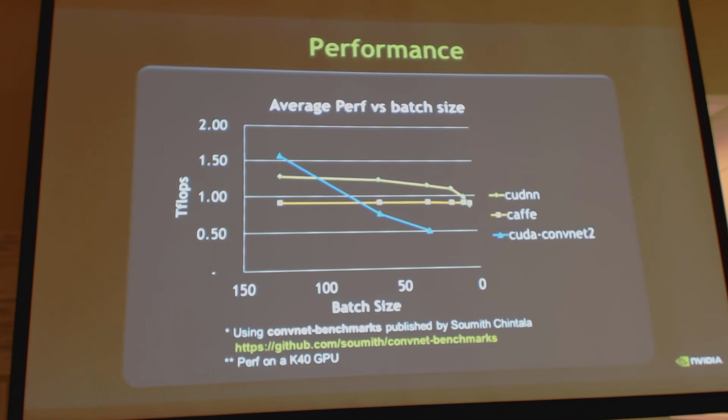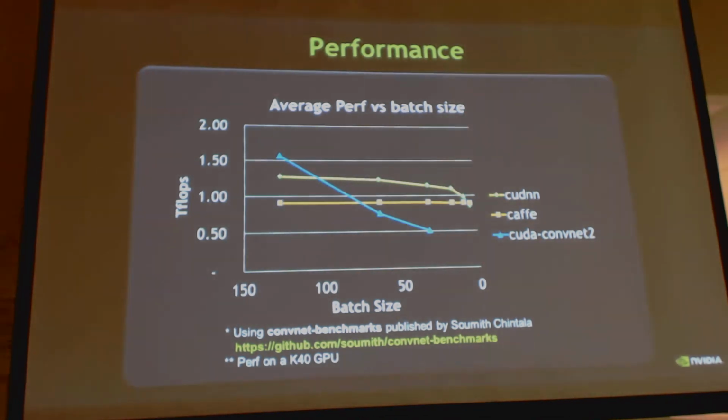We do fairly well. CUDA-convnet 2 beats us on a batch size of 128. But the moment you change that down, it drops off quite significantly. cuDNN maintains its performance. Caffe is pretty much flat because they process their images effectively one at a time, and so it's not affected at all by batch size overall. So this illustrates our overall performance. It's about 1.2, 1.3 teraflops on a K40, and it remains stable even as you change the batch size to be smaller or larger as you choose.